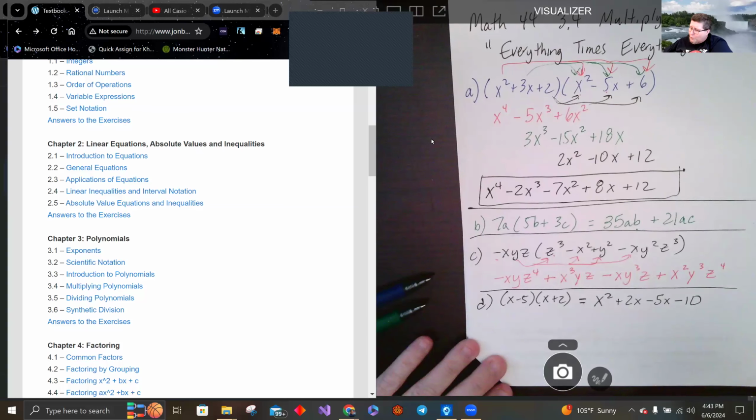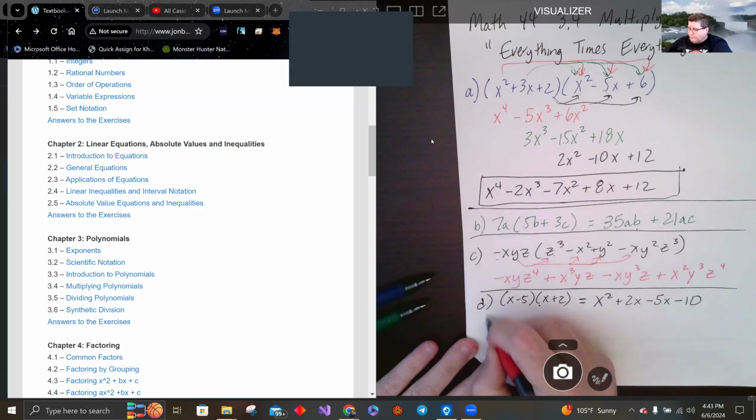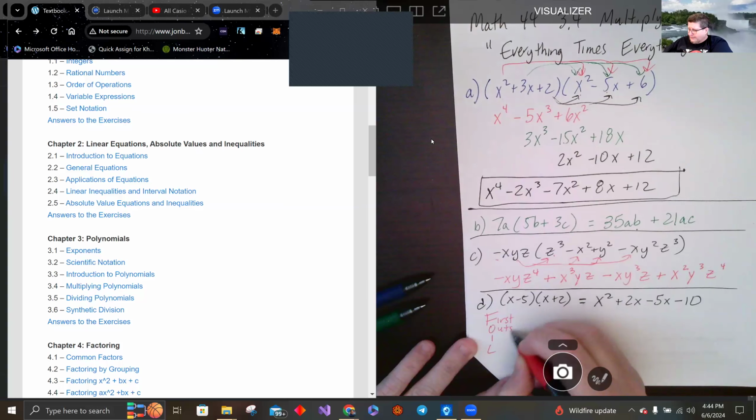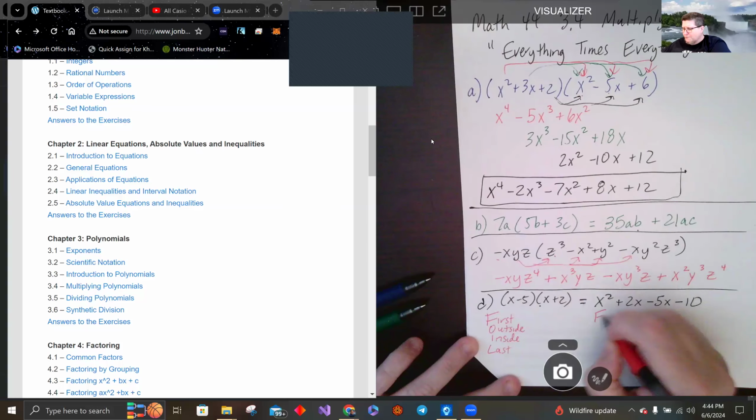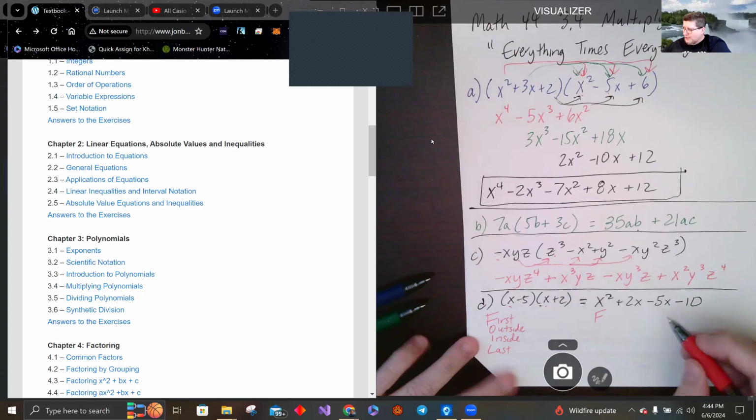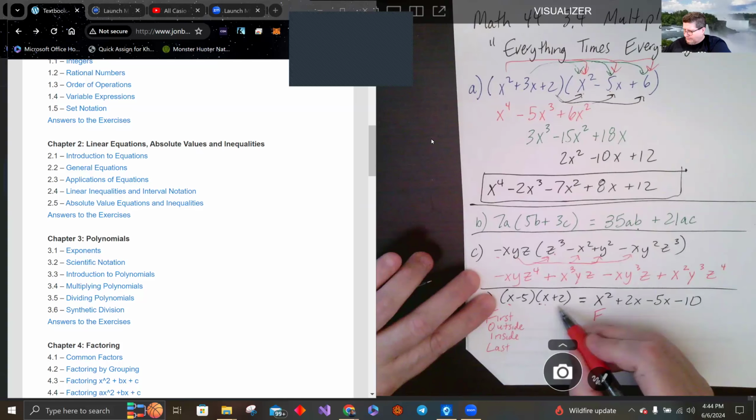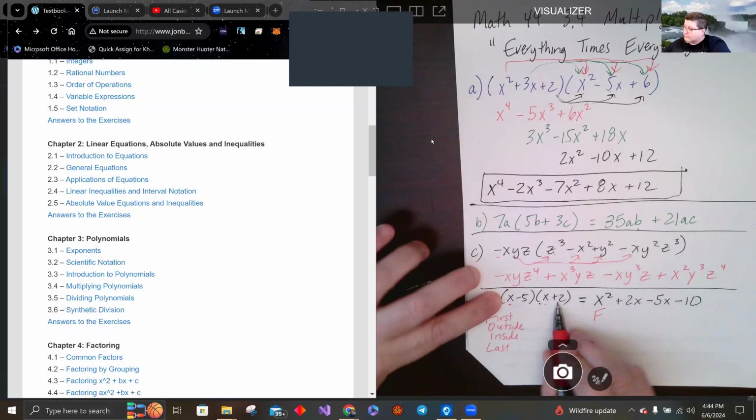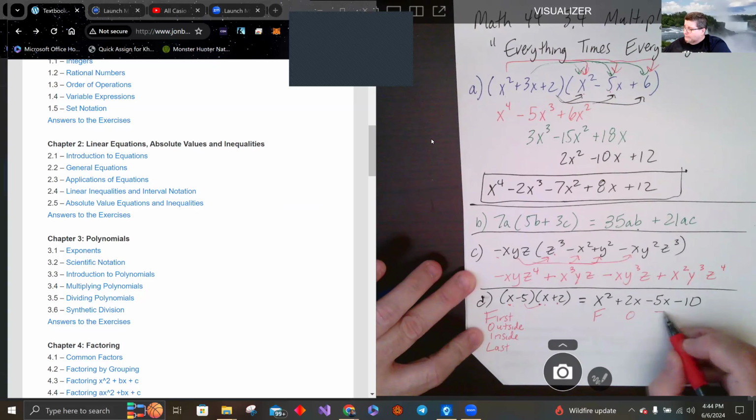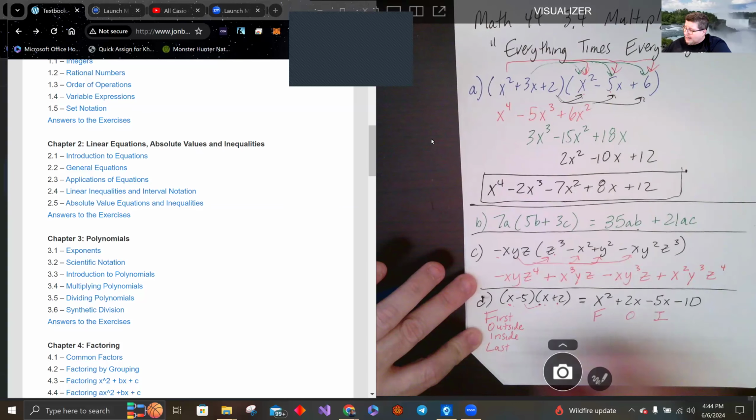You guys might have seen this before as FOIL. First, outside, inside, and last. X squared was multiplying the two things in the first spot. Outside was multiplying the two things that are on the outside. Inside is multiplying the two on the inside. And last is multiplying the two things that are in the last spot.